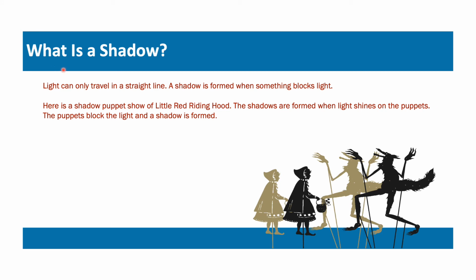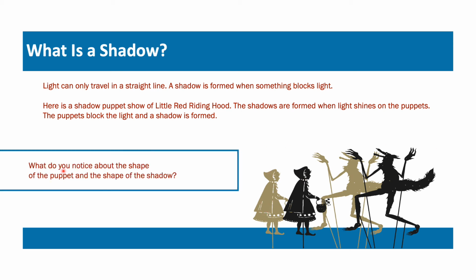Let's recap what we have learned now. What is a shadow? We have seen that light can travel in a straight line. A shadow is formed when something blocks light. Here is a shadow puppet show of Little Red Riding Hood. The shadows are formed when light is shone on the puppets. The puppets block the light and the shadow is being formed. You can see what is happening when the light source is displayed and the puppets are blocking the light, then the shadow is being formed here. What do you notice about the shape of the puppet and the shape of the shadow? Compare the shape of the puppet and the shape of the shadow. Is there any difference? Let's watch a video now.